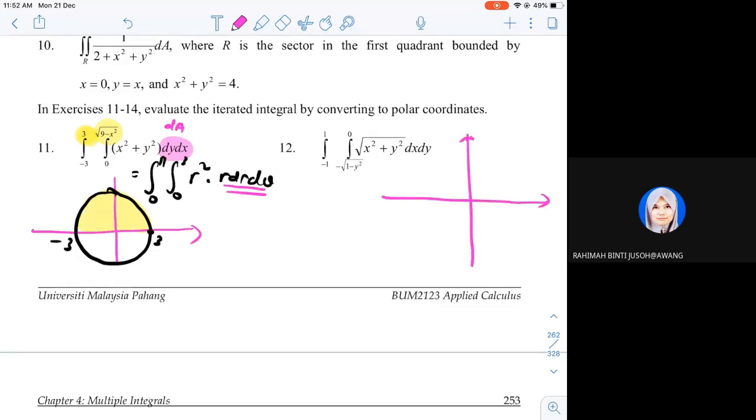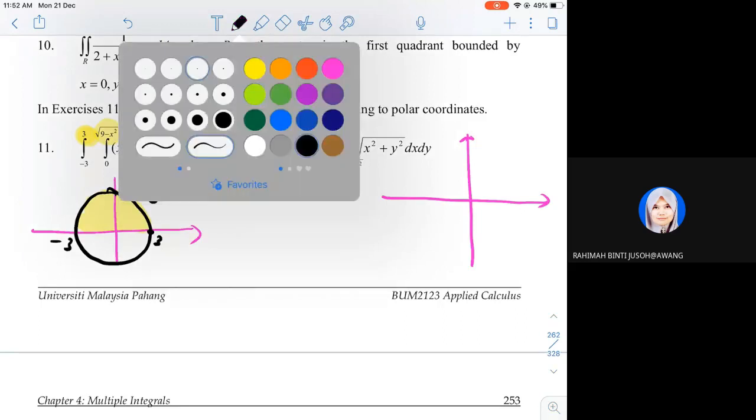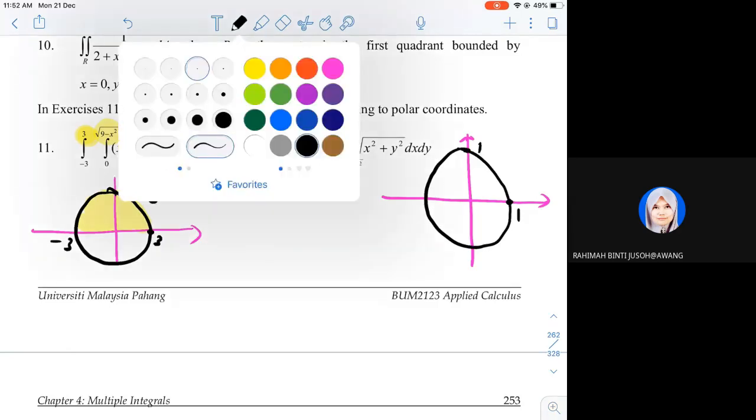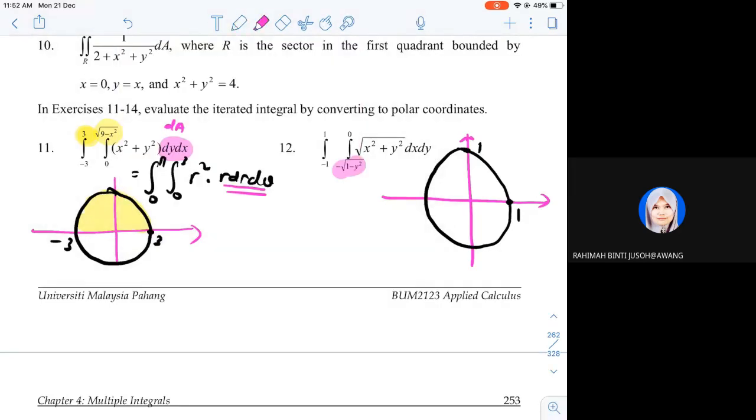Which side is this semicircle? What's the radius now? 1, right? Do you understand what I am doing? This one, guys. x equals to negative square root of 1 minus y squared, isn't it? So if you square both sides, you will get x squared equals 1 minus y squared. So x squared plus y squared equals to 1. That's why we have a circle with radius 1.